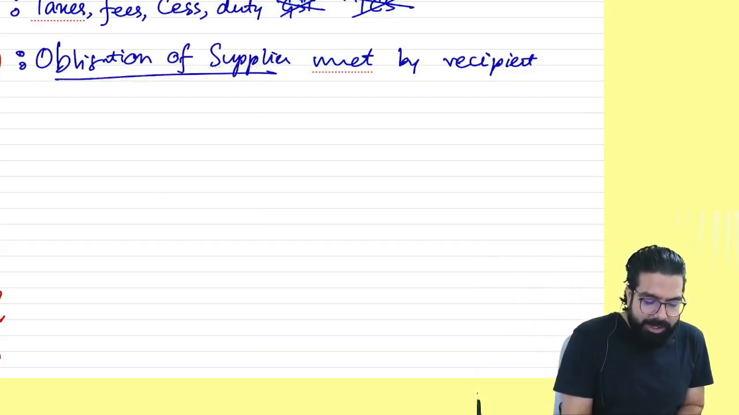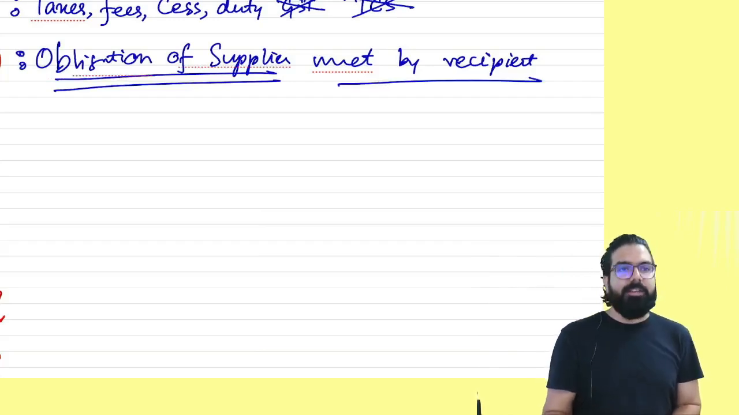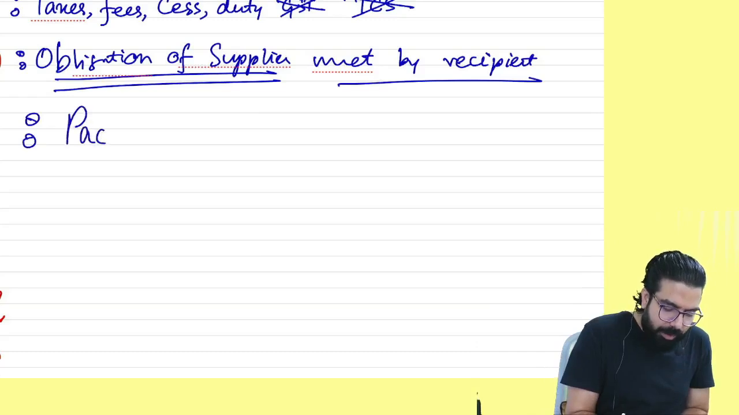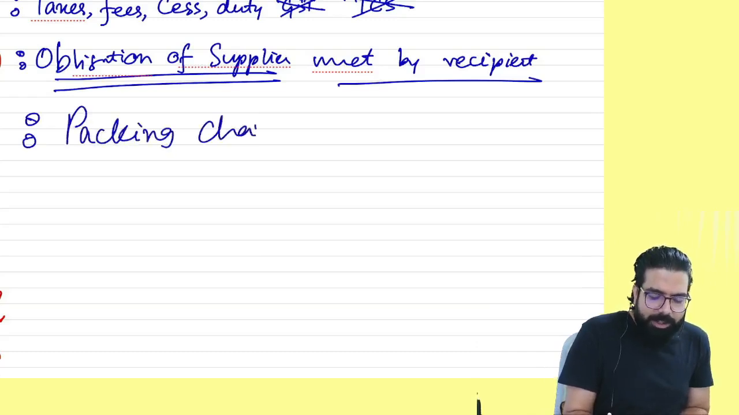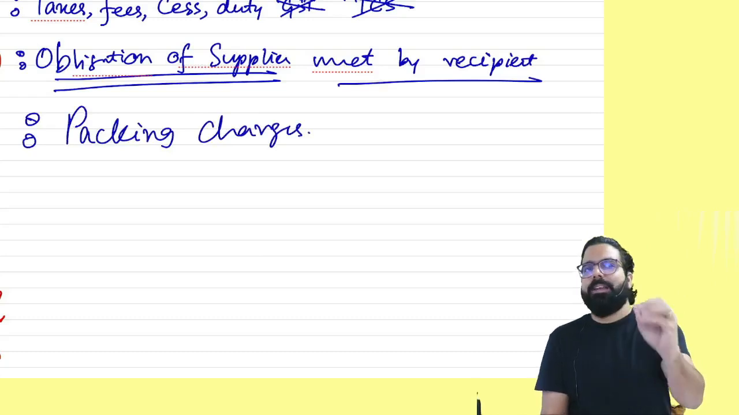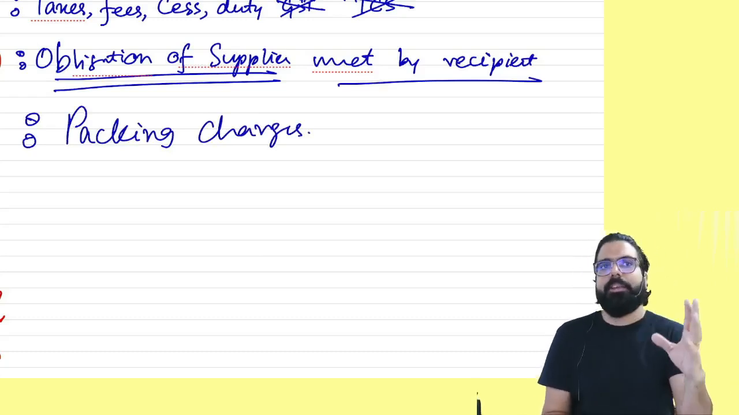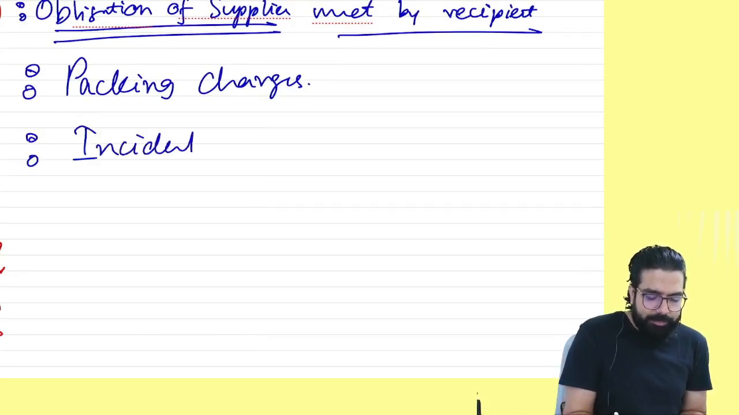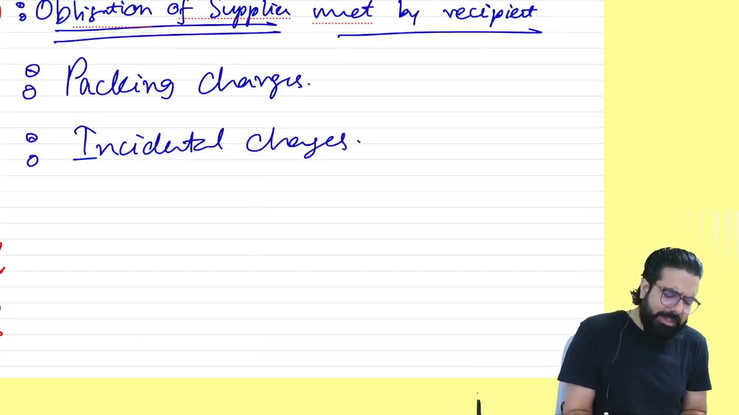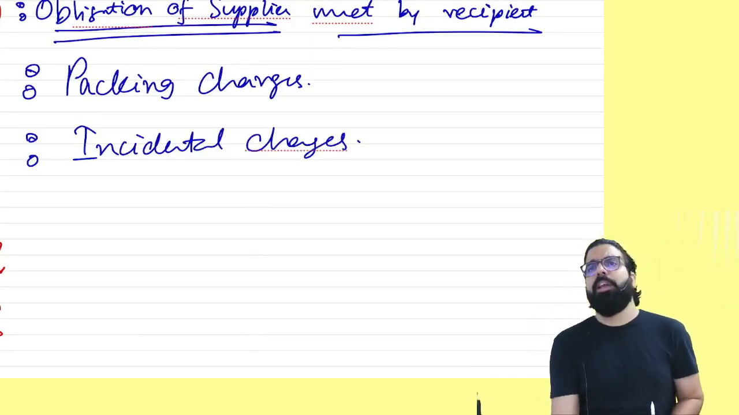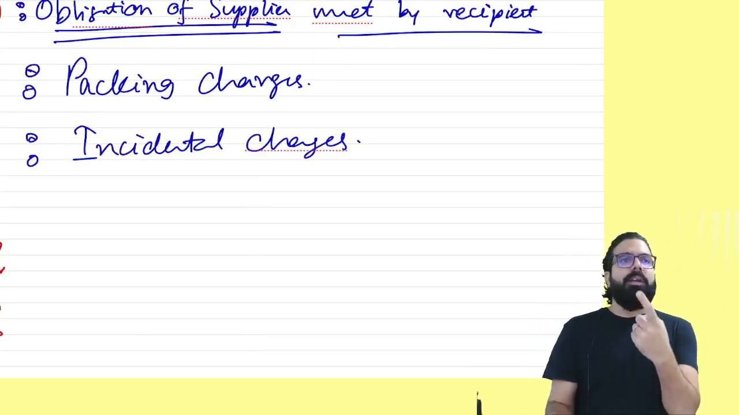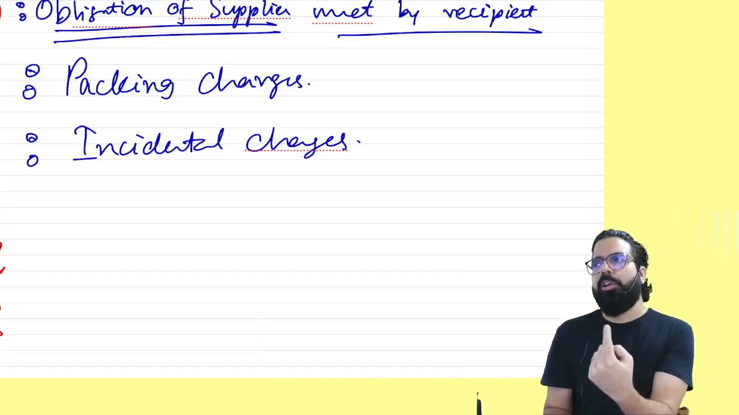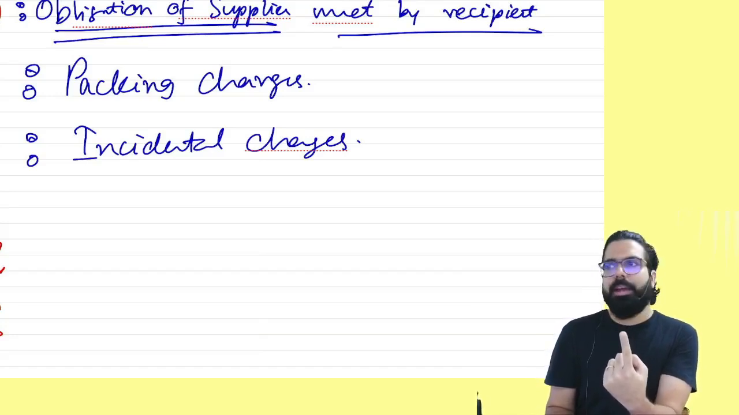Always remember, any obligation of the supplier met by the recipient will always be included in the value of supply. P for packing charges. Whether you are charging for packing, special packing, this packing, that packing, packing charges will be included. I for incidental charges, for anything done by the supplier. You told me, Ramesh sir, can you do the installation of the machine? I told I will do it for you. I will charge you 10,000. Will you include it or not include it?